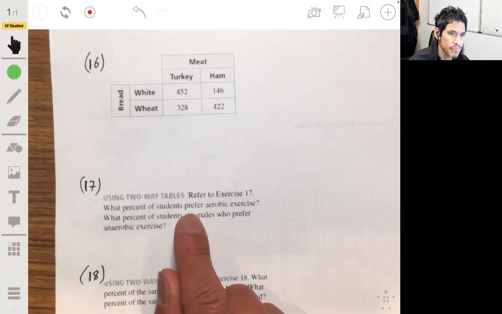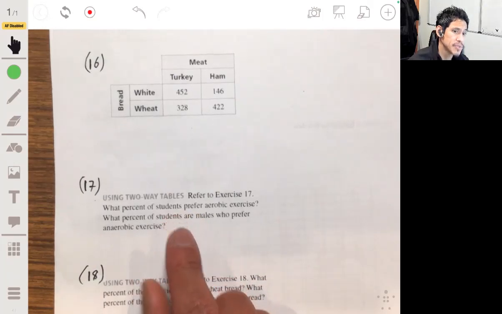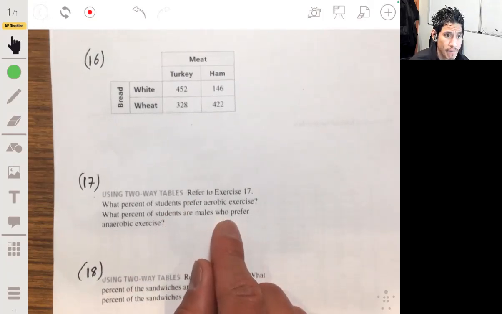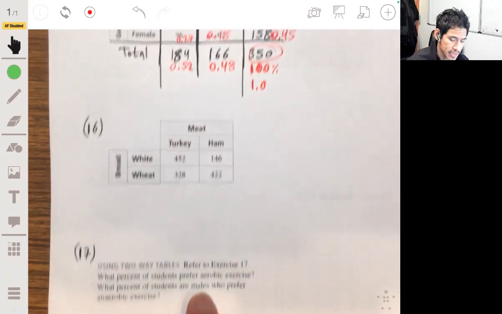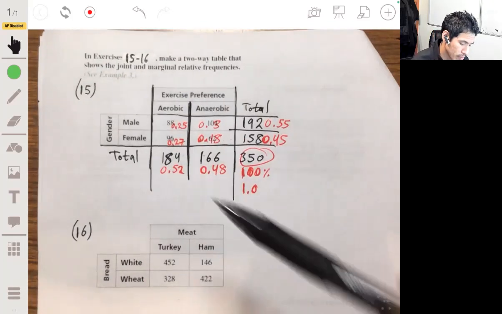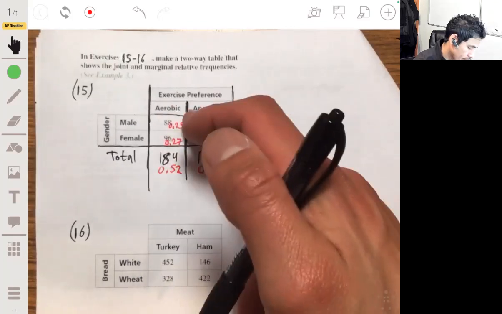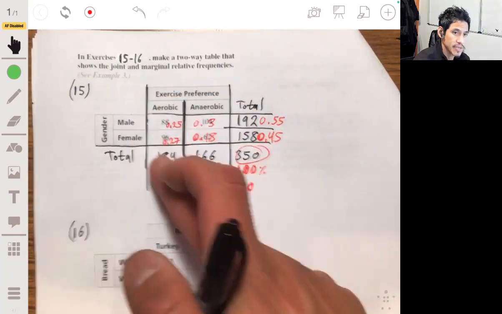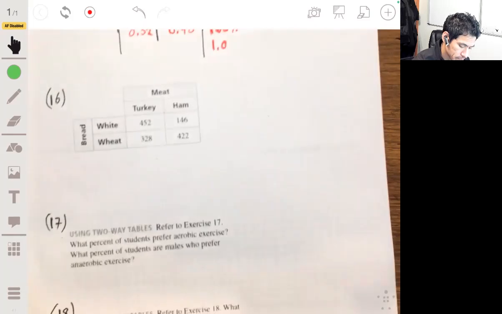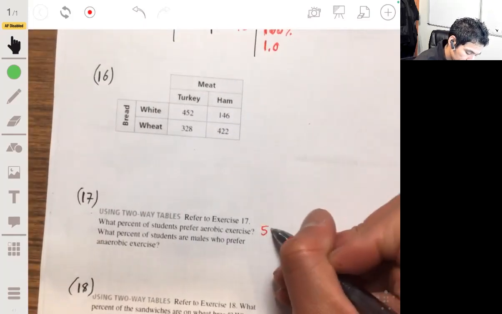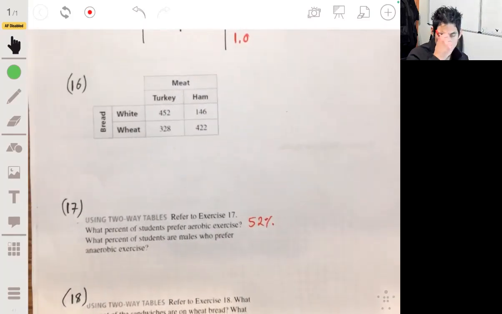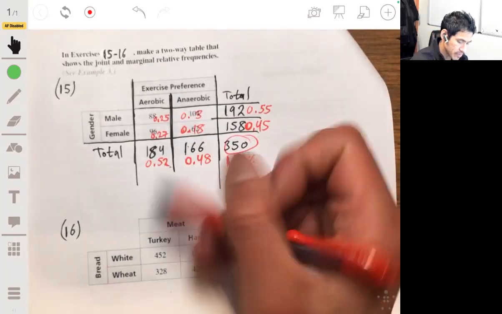So going to this problem, what percent of students prefer aerobic exercise? What percent of students are here? Well, this is the column for aerobic exercise, and that'll be 52%, because that's what we just figured out. 0.52 is all here.